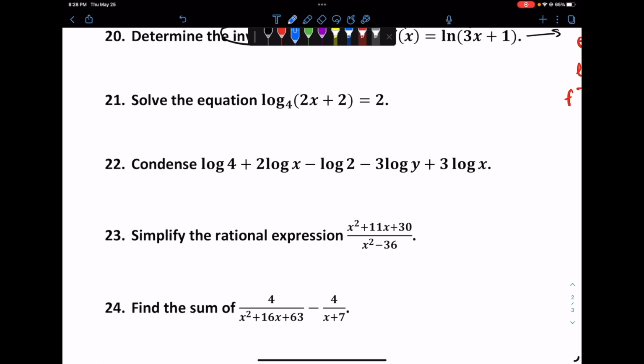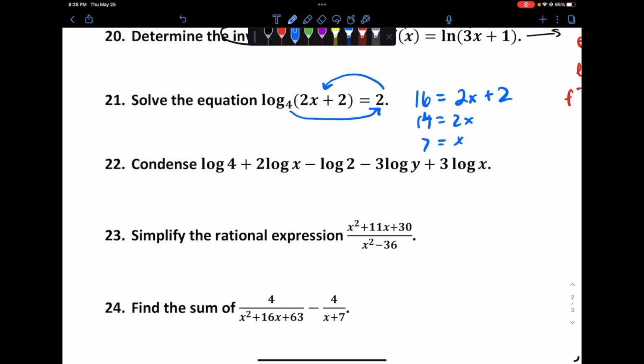21. So we want to solve the equation. We're going to rewrite this logarithm as an exponential equation. So we're going to have 4 to the second power is equal to 2x plus 2. So that is 16 equals 2x plus 2. Subtract 2, you get 14 equals 2x. And then you get x equals 7.